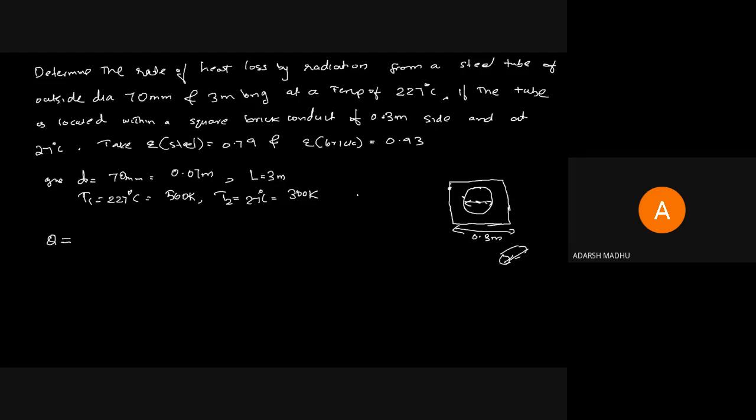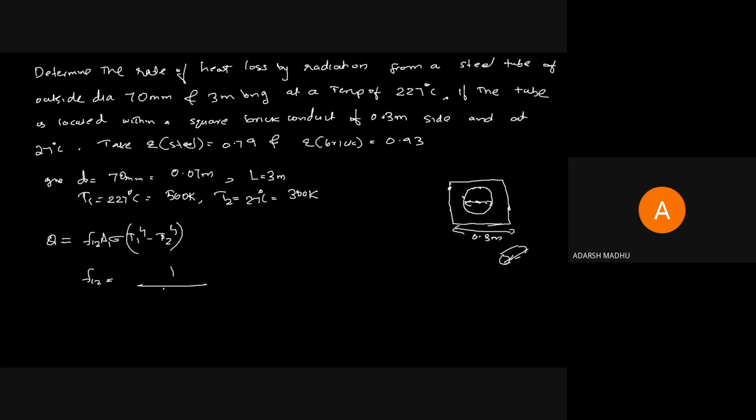A body enclosed by another body has a similar equation, that is Q equal to F12 sigma T1 raised to 4 minus T2 raised to 4. And here the area is given. All the sides are given. So we want to compute the area, that is F12 into A1, F12 into A1 into sigma T1 raised to 4 minus T2 raised to 4. So first you want to find the value of F12.